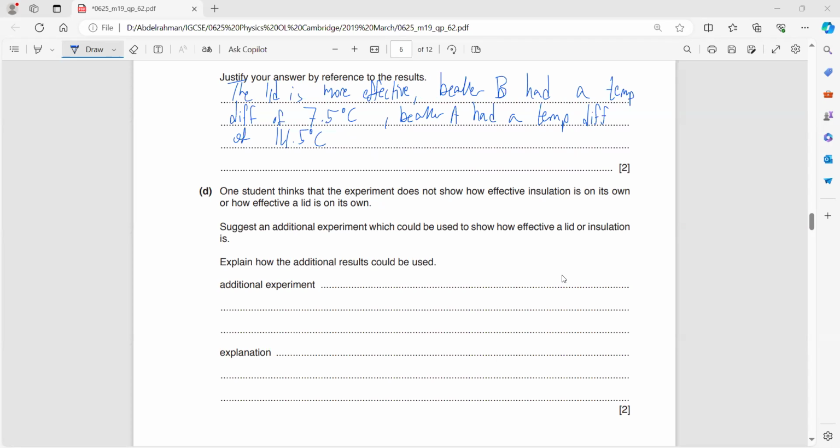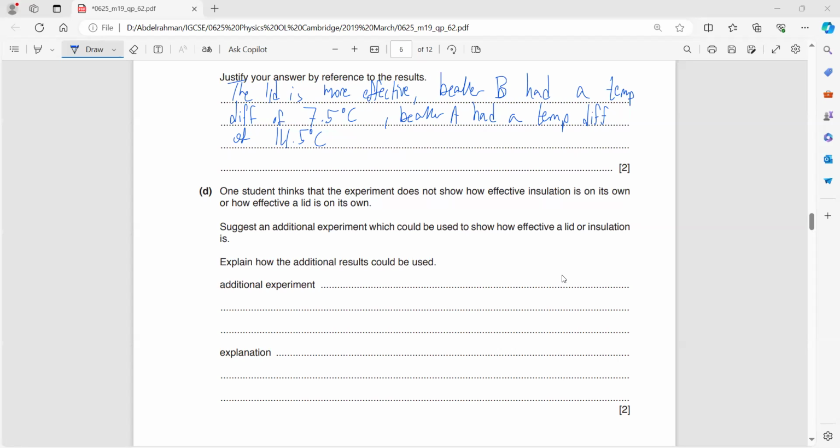Why? Because you need to measure the initial rate of cooling without anything. For example, in the control experiment without any lid or insulation, the difference in temperature would probably have been much more than 14.5. It would have been 18, 19, 20. So when you find that the differences are 14.5 and 7.5, there is a significant difference. Yes, the insulation has decreased the rate of cooling, and the lid has also decreased the rate of cooling.